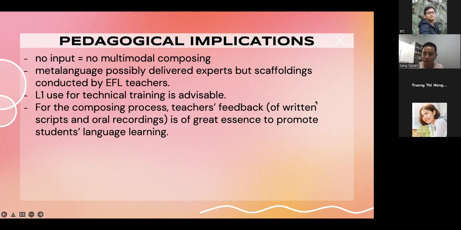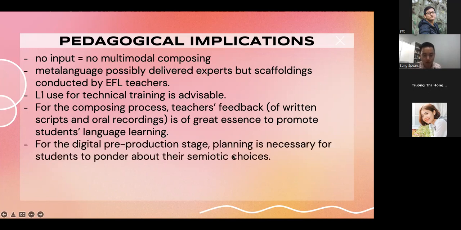For the composing process, as I mentioned, we have the language input process and the language output process. From the language input to the language output, teachers' feedback is very, very important. If they have to write, then you need to give feedback on their writing. If they have to say something, if they need to speak, narrate, or tell the story, then you need to give feedback on their oral recording so that they can actually gain something through the process of multimodal composing.